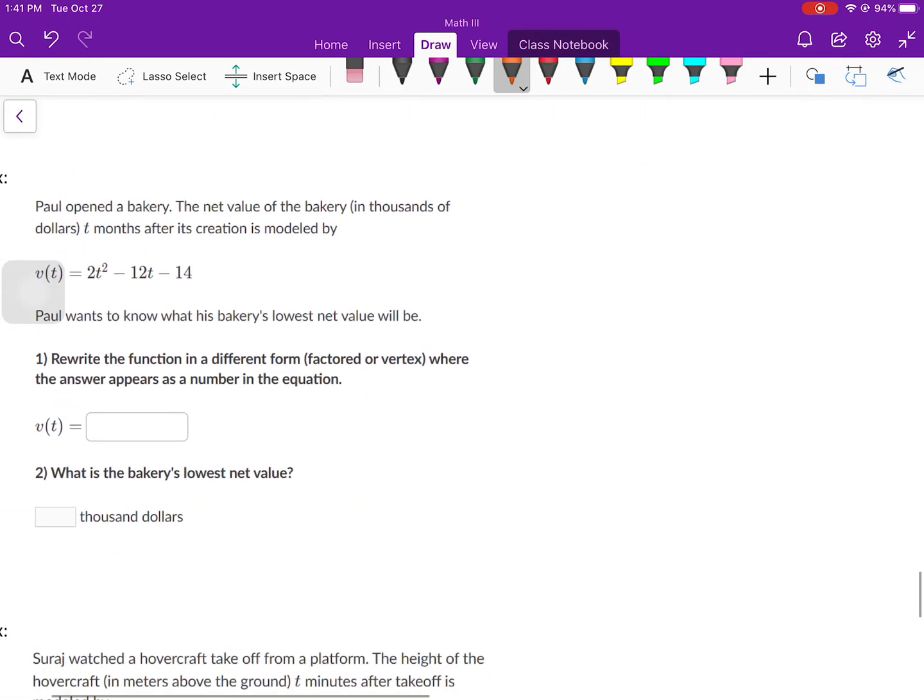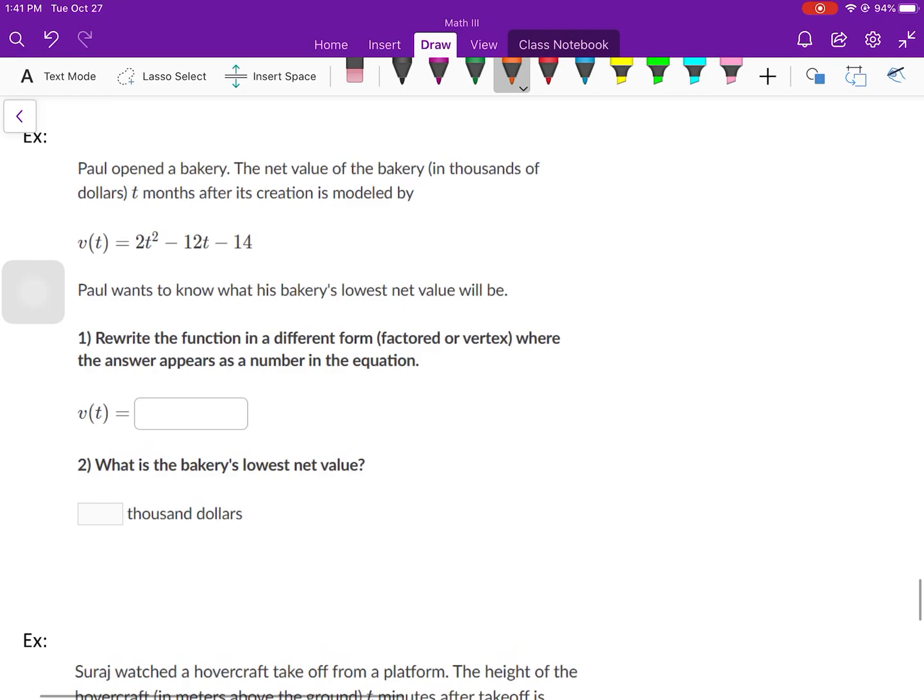Let's take a look at one that's using that vertex form. So Paul wants to know what his bakery's lowest net value will be. Now net value, that's going to be the y value. The y value of the vertex. How do we know this? Because it's asking for the actual lowest value. It's not asking what's going to cause it to happen. And what I mean by that is t would be the x value, would be the input value, right?